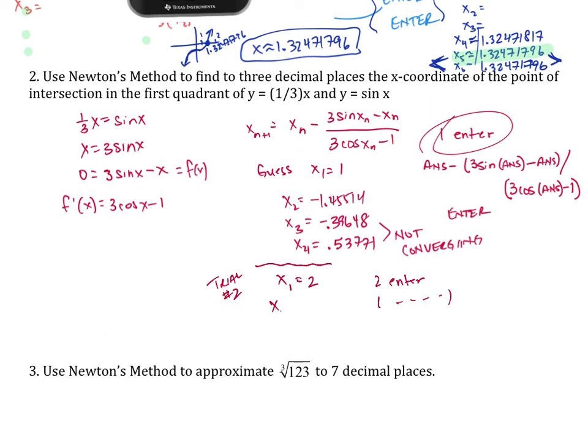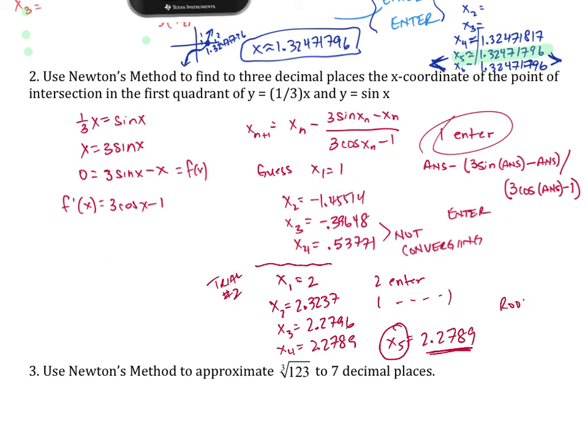And I will get an x sub 2 value this time of 2.3237. I will get an x sub 3 value of 2.2796. I'll get an x sub 4 value of 2.2789, getting closer, and I'll get an x sub 5 value of 2.2789. So it converged after 5 iterations for this value, and this is my root for this equation. This is my solution. X is approximately 2.279.